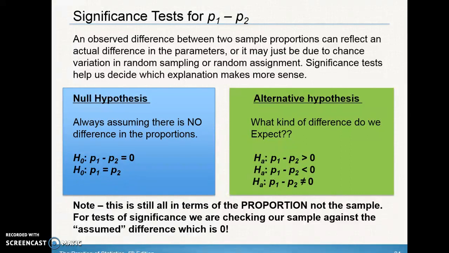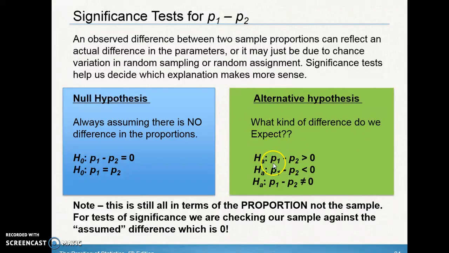We have no numbers because keep in mind that we are dealing with a sample in order to estimate the population. So we don't know the population. That's why we're leaving it just in terms of P1 and P2, which are your parameters. Just like in our single sample, these will always be in terms of the population. The alternative hypothesis asks, what difference do we expect to see?